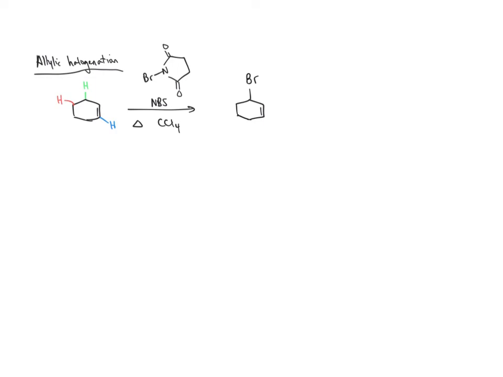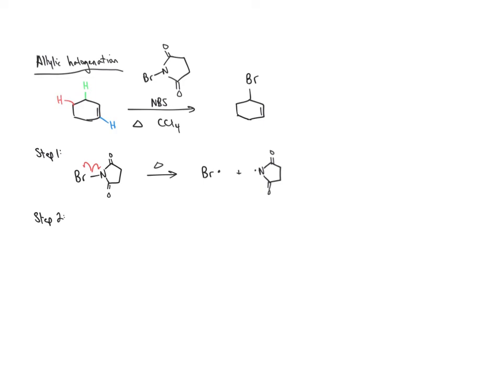And so what can happen is we can take NBS, we can break that bond homolytically in the presence of heat. That gives us a bromine radical plus a succinimide radical. There's our step 1, formation of those radicals, the initiation step.